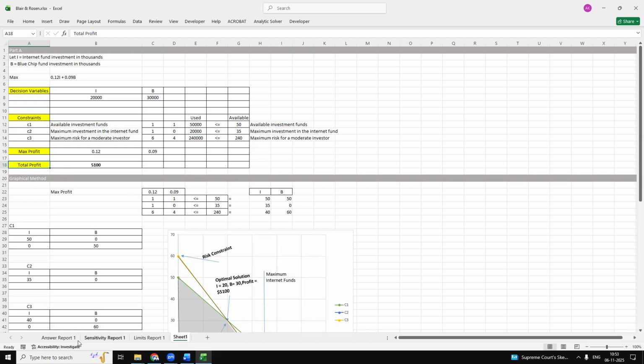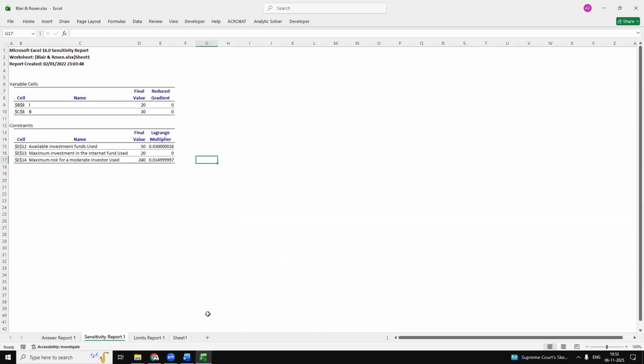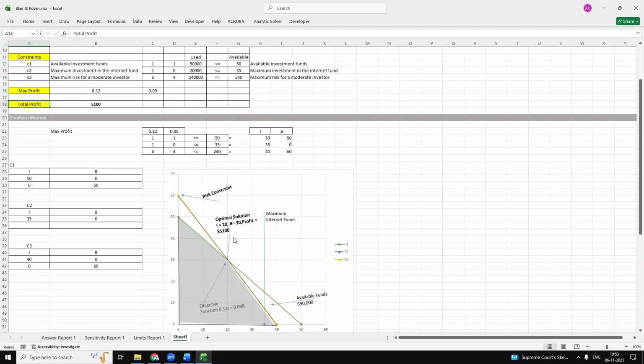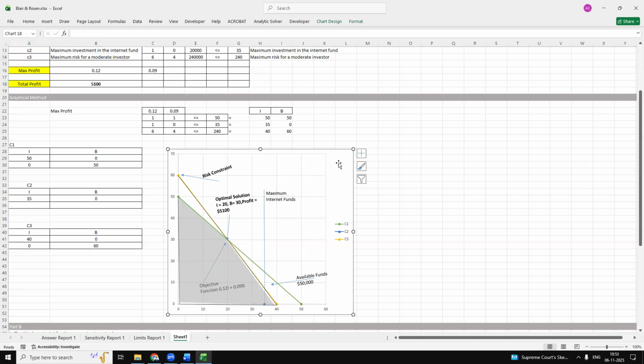Now, I'm going back to the sheets. Answer report 1. This is being created using Excel solver. And this one is our sensitivity report. And this one is our limits report. Then this one is the chart. Graphical method also I've created.